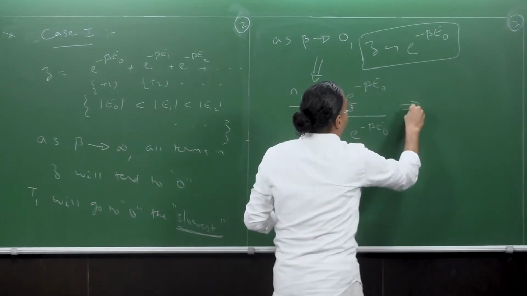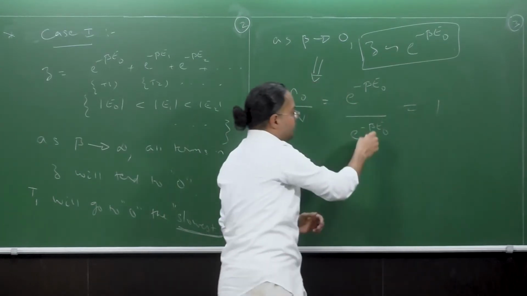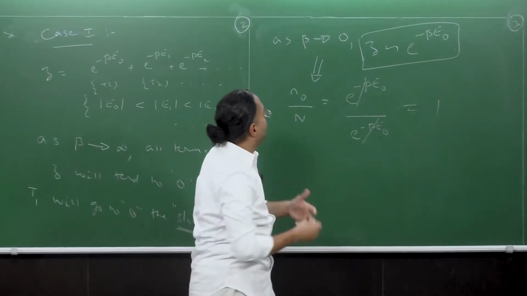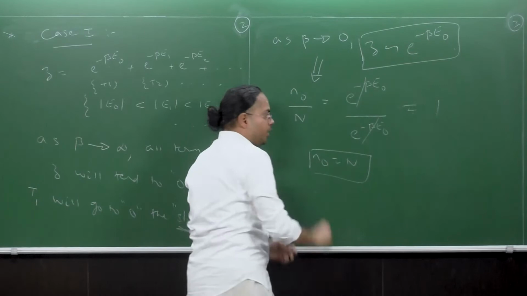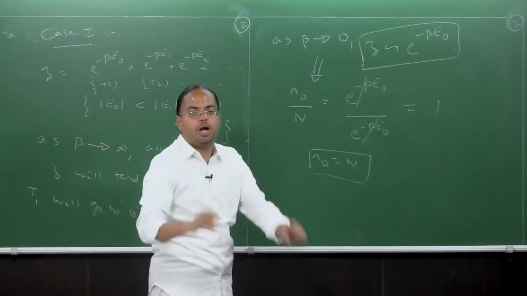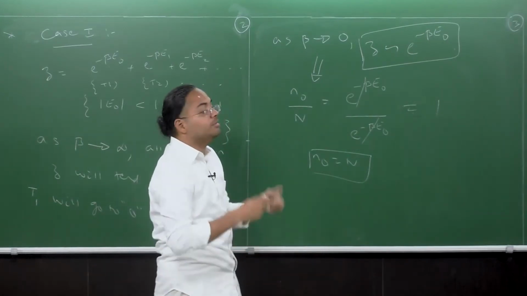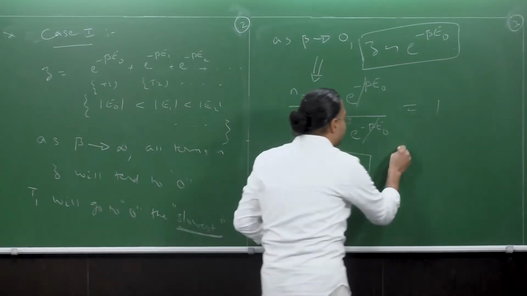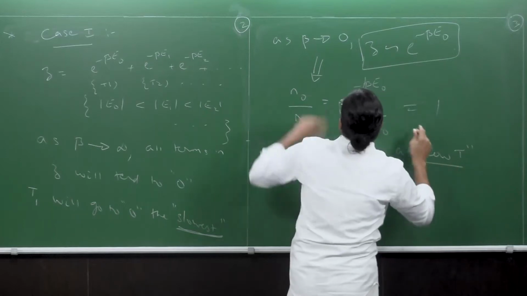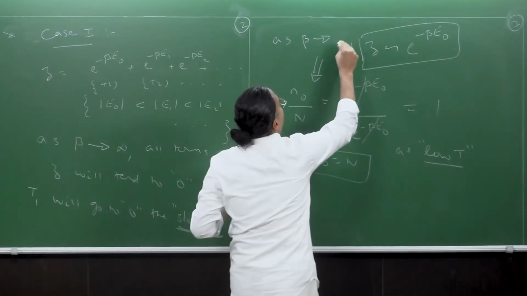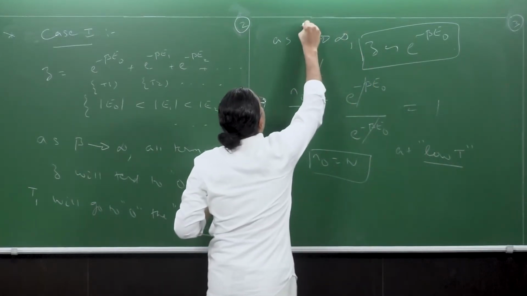Which implies that this is of course equal to 1. I mean, this is 1, which means that my N naught is equal to N. Correct? My N naught is equal to N. And what is the meaning of that? Well, this implies that at very low temperatures, that is, as beta tends to infinity and T tends to 0.